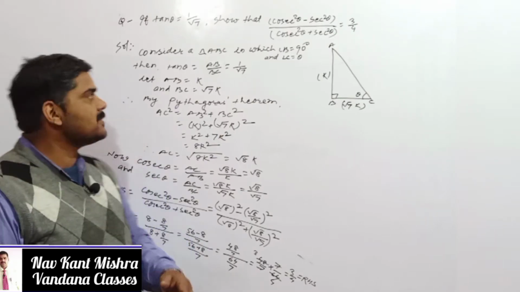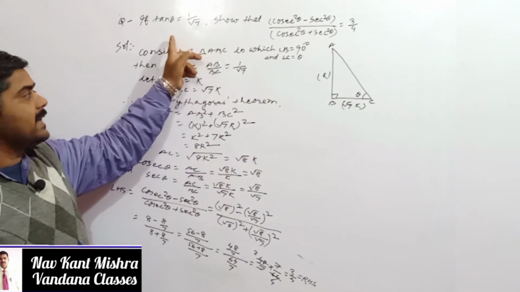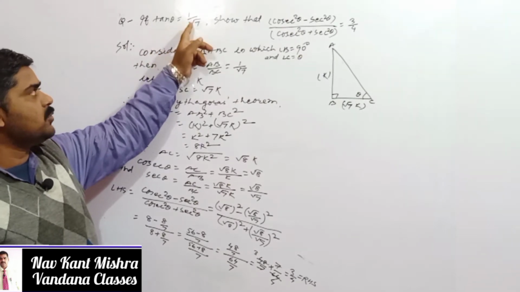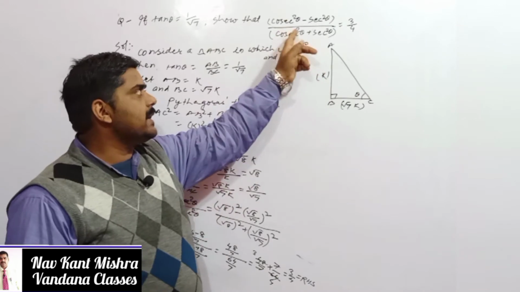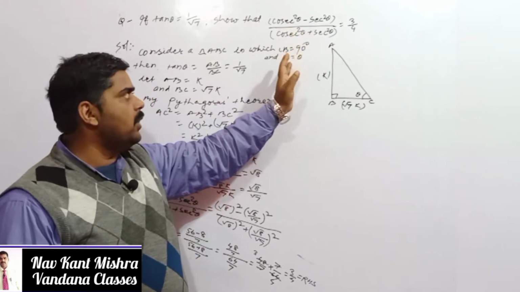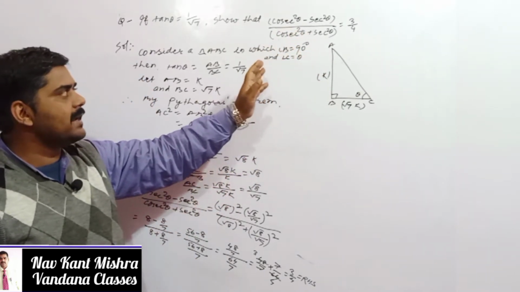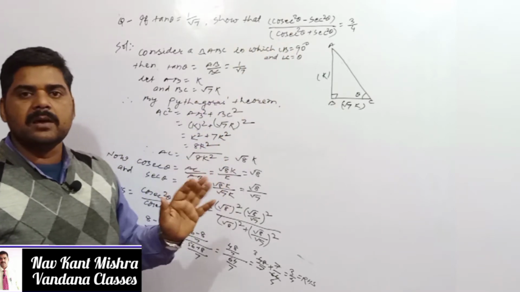My dear student, in this question it has been given that tan theta is equal to 1 upon root 7 and you need to show that (cosec square theta minus sec square theta) upon (cosec square theta plus sec square theta) is equal to 3 upon 4.